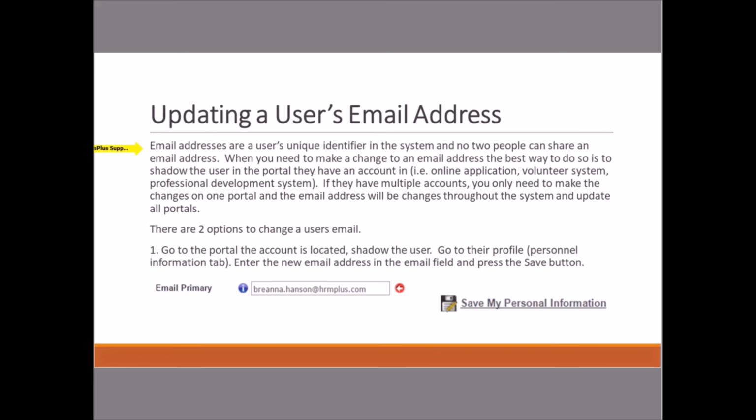One is to shadow that user, go to their profile section, put in the new email address and save their changes. Or two, if they're an employee, and this is true on ProDev, Employee Records, and JAS, wouldn't be volunteer because they're not employees, you have a menu called Employee Information. If they have that employee role, they're going to show up there, and you can go into Employee Information and actually update an email address right then and there without shadowing someone, and you save it.